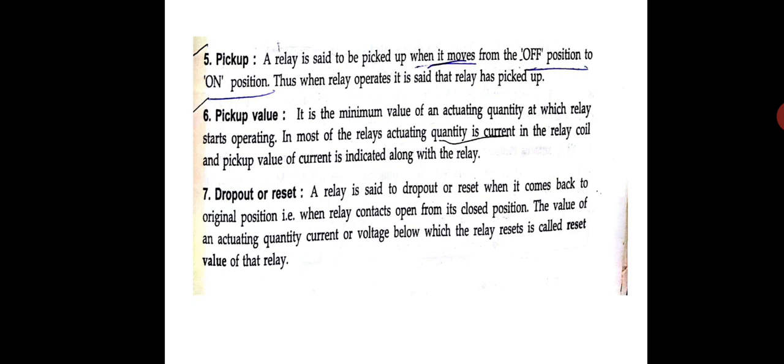Then we have pickup value. What is this pickup value? It is the minimum value of an actuating quantity at which the relay starts operating. Like I just took an example of 10 and 13, right? 10 is the normal operation and 13 amperes may be due to a fault. So if 10 is the normal value for a system, what happens if 10.1 amperes of current flows? Will the protective scheme operate? Will the relay operate? No, it's not like that.